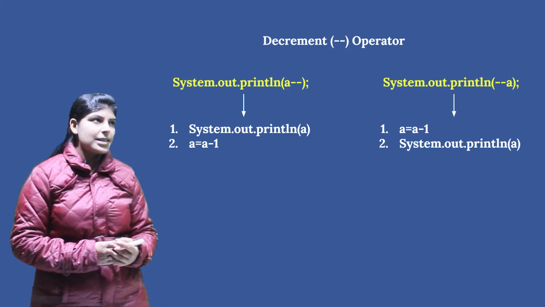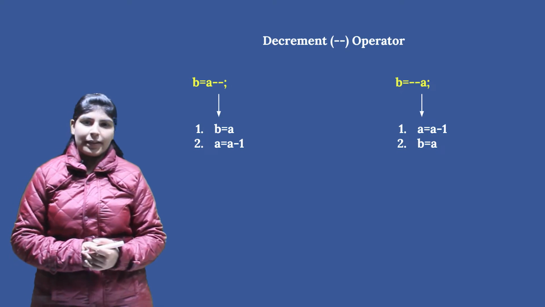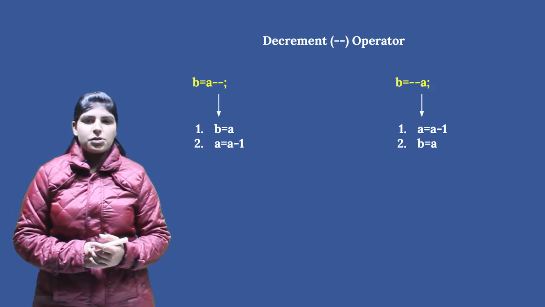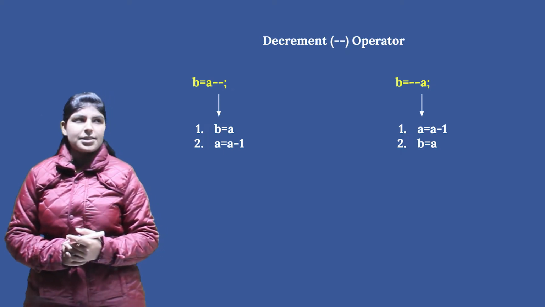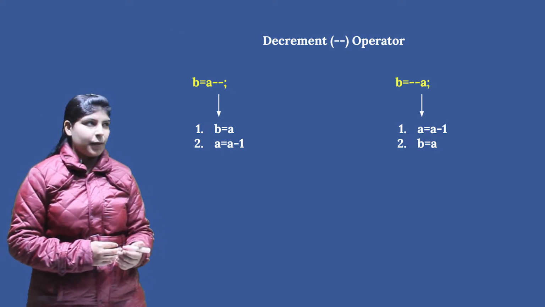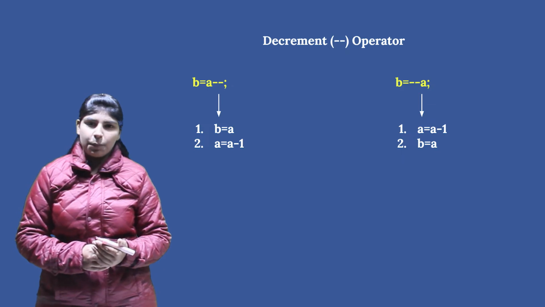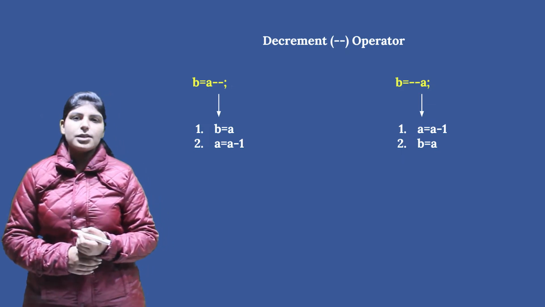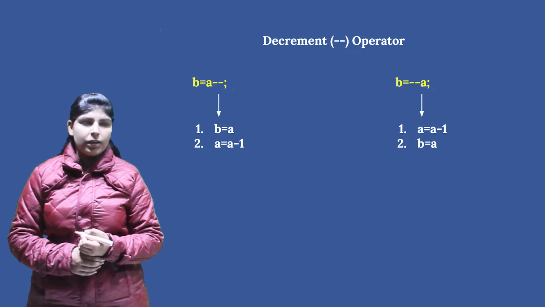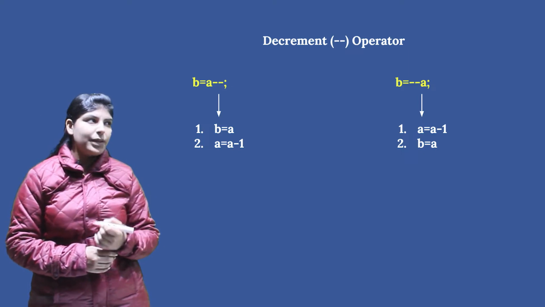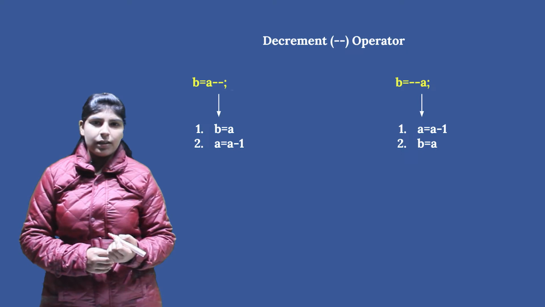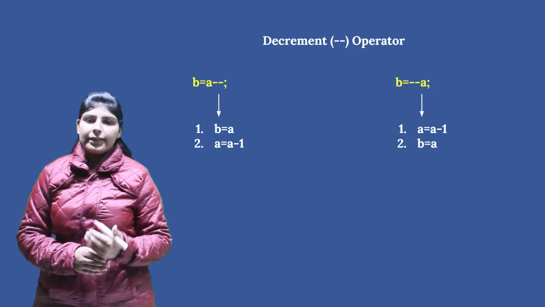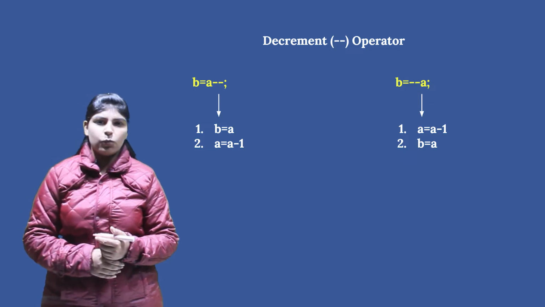So let's see the next example. I have b = a-- and b = --a. In these examples also, in the first case where b = a--, we are using a postfix operator. So first the value of a will be assigned to b and afterwards the value of a will be decremented. Whereas in the second case where I have b = --a, it's a prefix operator. So first I'll decrement the value of a and then I'll assign the new value of a to b.